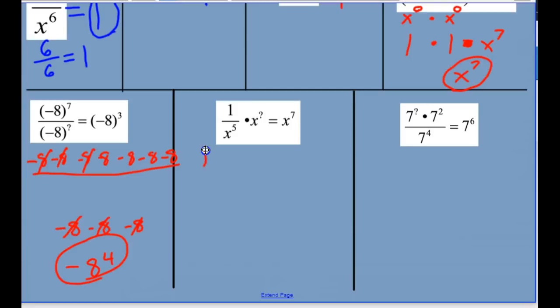Here we have 1 on the top times something over x to the 5th, so 5 x's, times 1 equals x to the 7th. This is like saying that we have 7 x's altogether. So if we have 5 here, 7 minus 5 we would have to have, oh, sorry, we're not going to subtract.